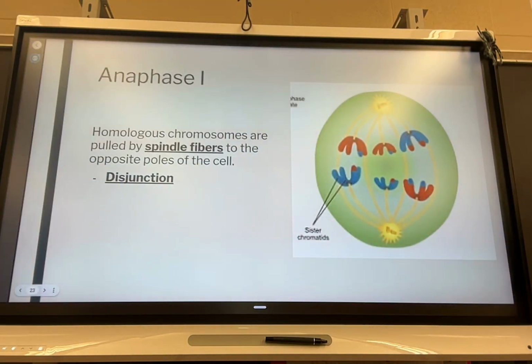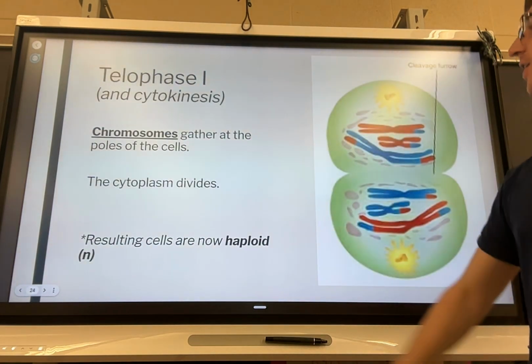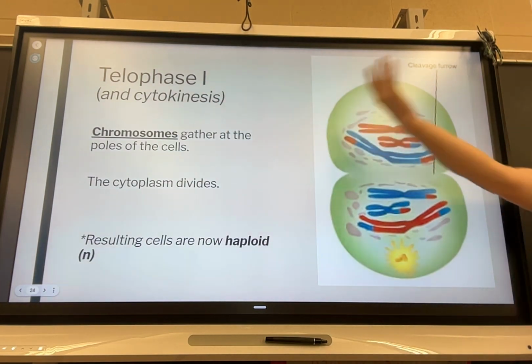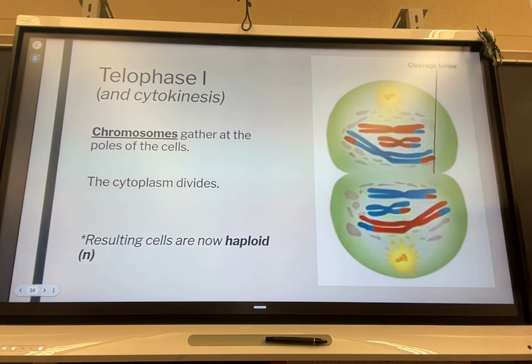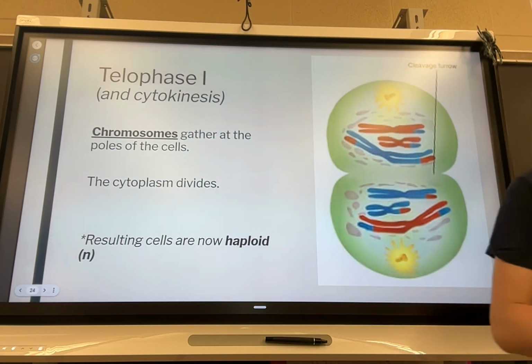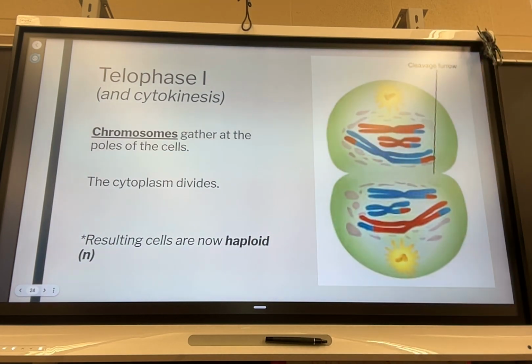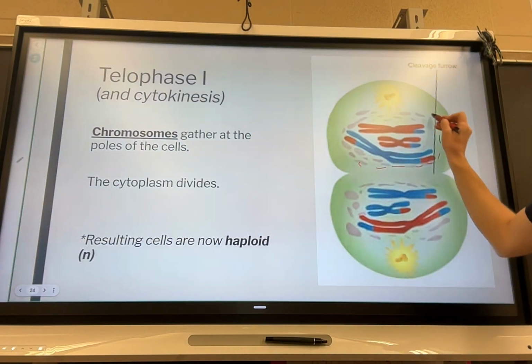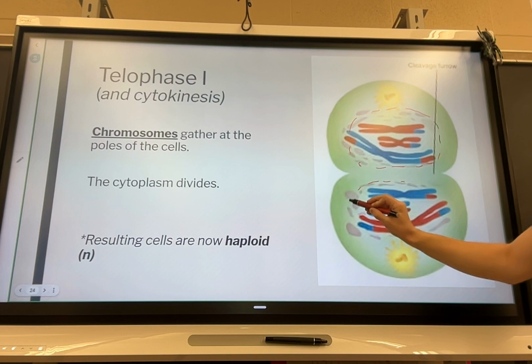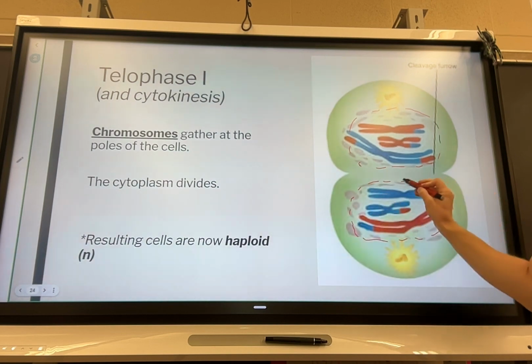So after anaphase, what do you think comes next? Telekinesis. Telophase. So telophase and then cytokinesis is going to happen. In telophase, we are going to create two new nuclei, but in this case, two new nuclei full of chromosomes. So we have half of our chromosomes on this side, half of our chromosomes on this side.